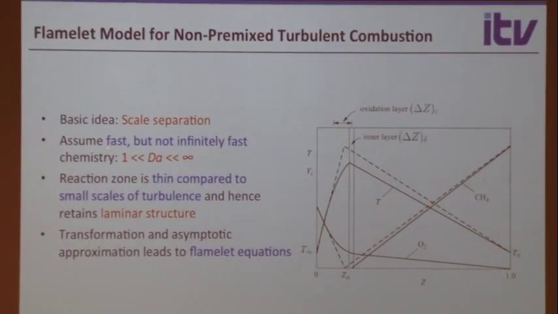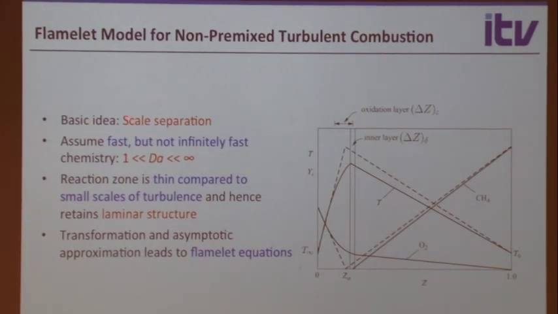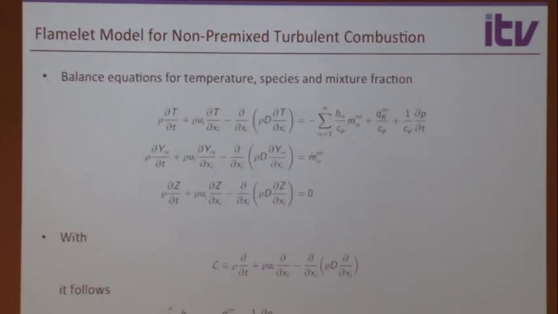I said this a few times. We don't assume infinitely fast chemistry. We assume the chemistry is relatively fast, but not infinitely fast. And the only thing we really do assume is that the inner reaction zone is thin compared to the small scales of the turbulence, and then the inner layer here still has a laminar structure. And so that's the idea.